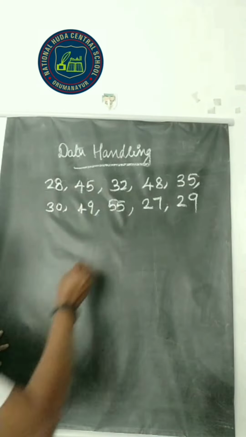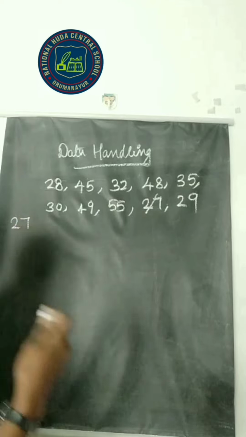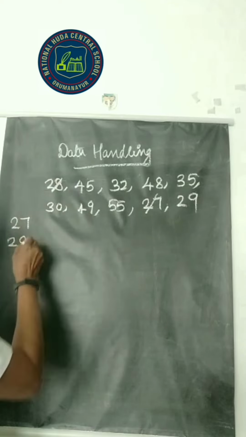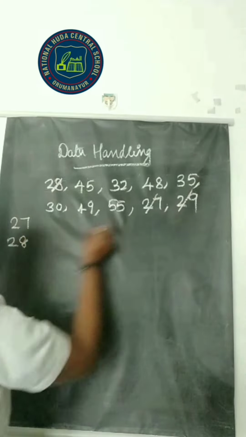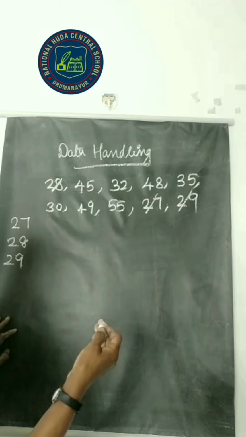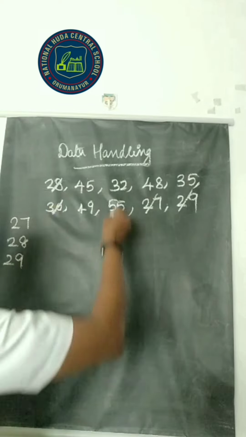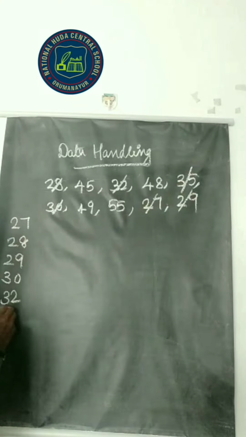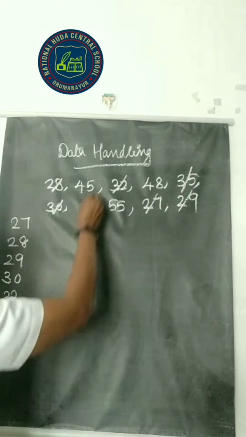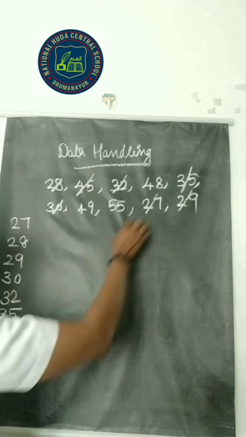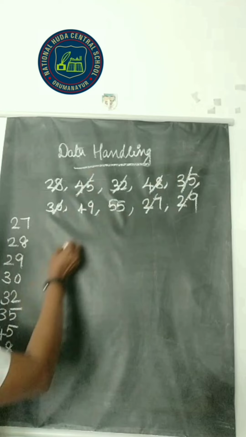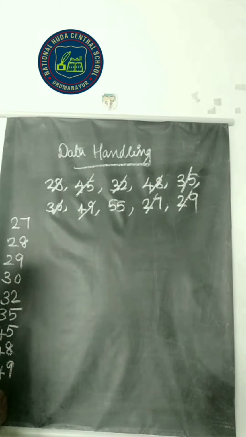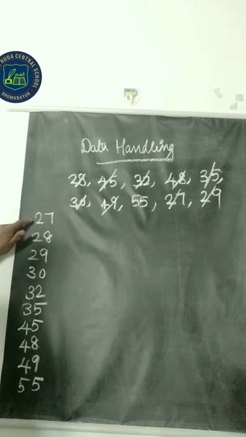Which will be the smallest number here? 27. The next number is 28. Next, 29. Next, 30. After that, 32. Next number is 35. After that, 45. After that, 48. After that, 49. And the last number is 55. From this, it is very clear that 27 is the smallest number and 55 is the greatest number.